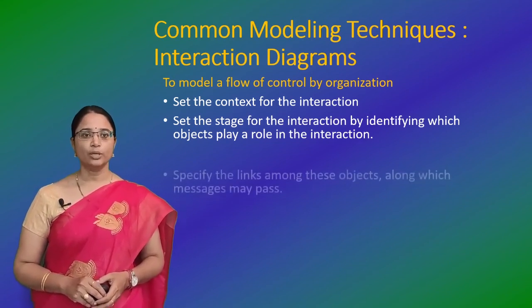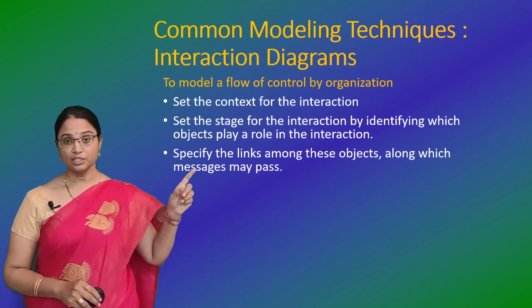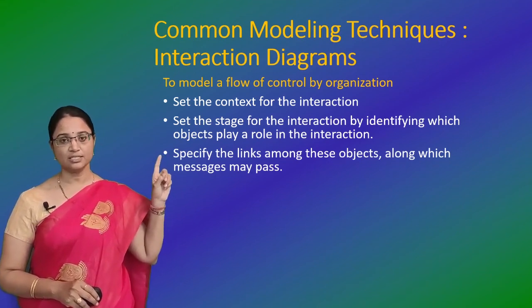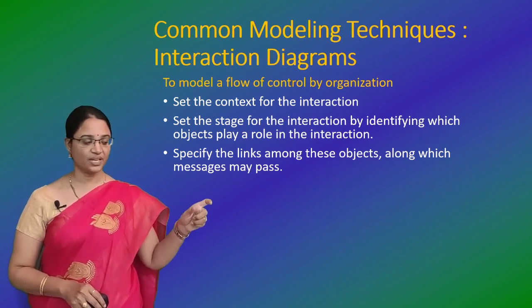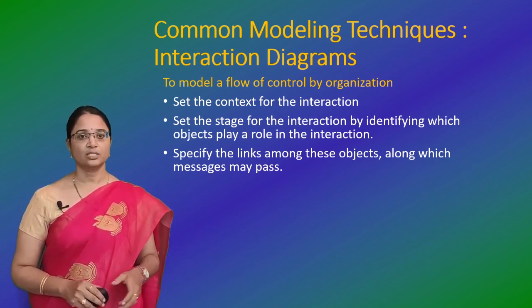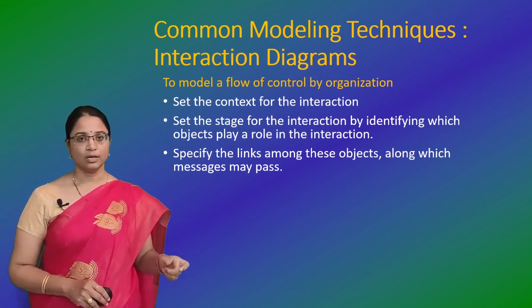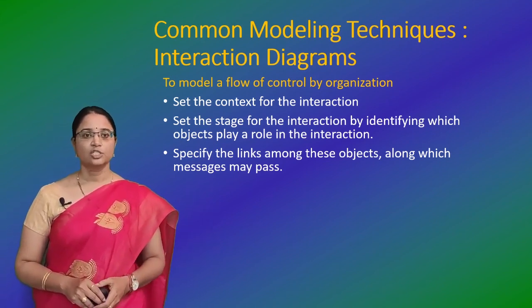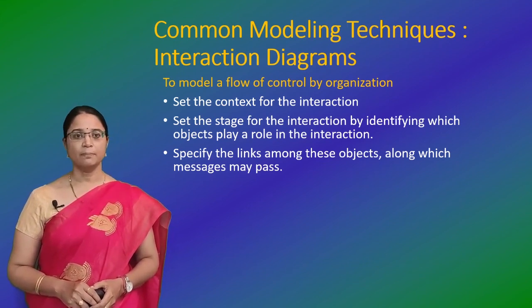And placing the more important objects: what is the more important object? That is placed on the left side in the sequence diagram. Here in the collaboration, the important object should be placed in the center, okay, the center of the diagram, and the neighboring objects around the center object. Specify the links among these objects along with the messages that may pass.